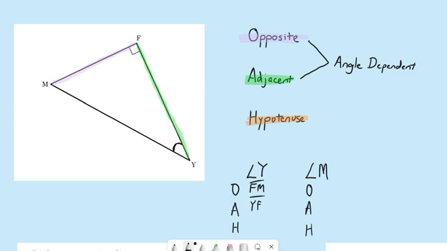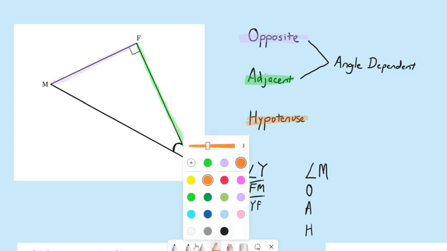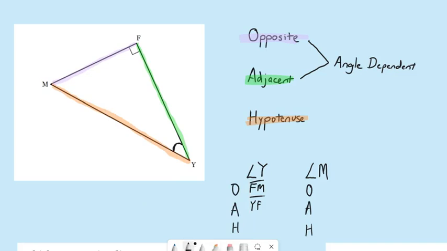Now the hypotenuse, of course, is going to be the one across from the right angle, which is angle F. So across that, it's going to be line segment MY. So I'll put that right in here now. MY. Okay.